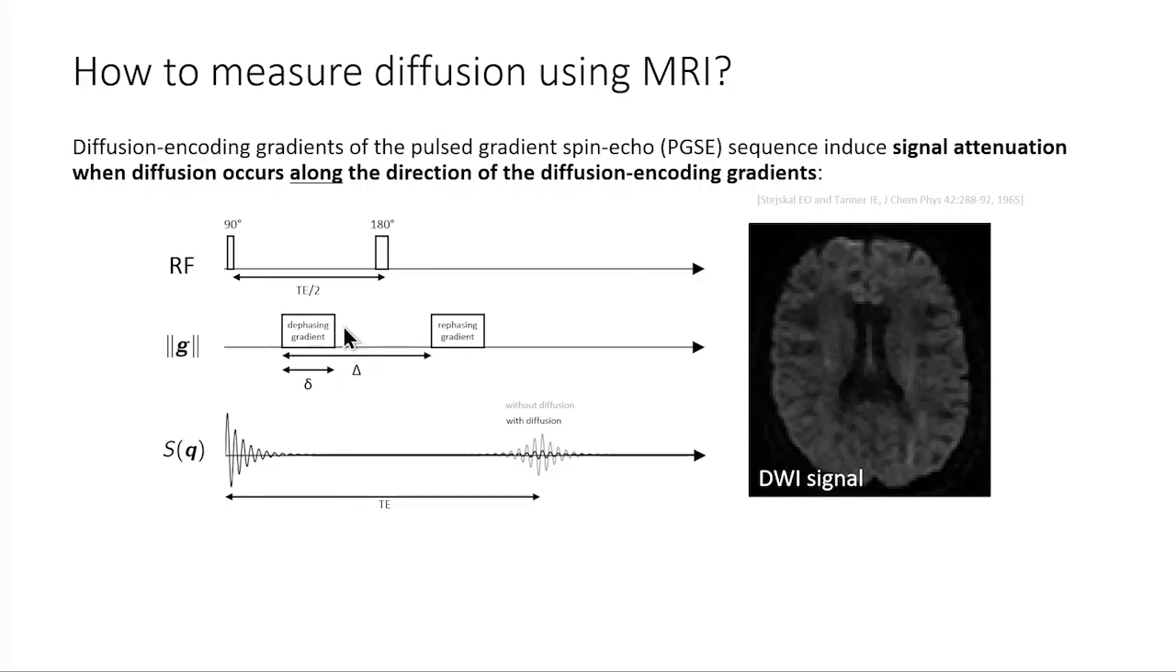The first gradient will cause a spatially dependent dephasing of the signal. If there is no movement of the water molecules, the second rephasing gradient will cause perfect rephasing, and then we'll have a strong echo at the echo time. But if the water molecules are moving, the rephasing will not be perfect, and we end up with a reduced signal. That's why our diffusion-weighted signal typically looks much lower in intensity.